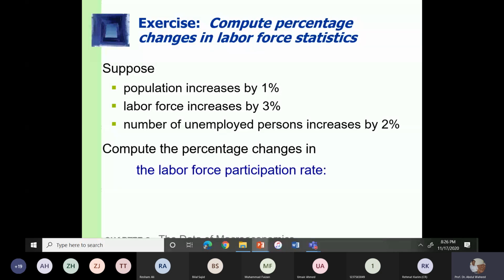Again, you are not using the logic. First of all, you have to think how we calculate labor force participation rate. Then you have to use the arithmetic trick. Don't guess. Use your logic. You know how to calculate labor force participation rate? How do you calculate it? Any answer?